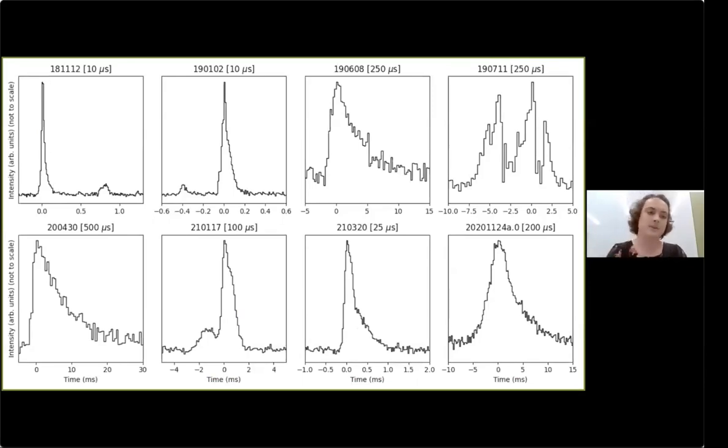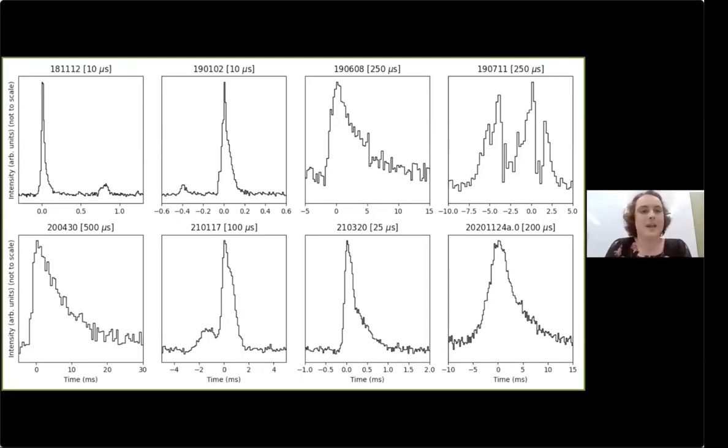Each of these panels is the intensity in arbitrary units and not to scale, so the peaks of each are not all at the same level. On the x-axis is the time in milliseconds. In the title of each panel is the time resolution that this data has been plotted at. So there's a wide range.